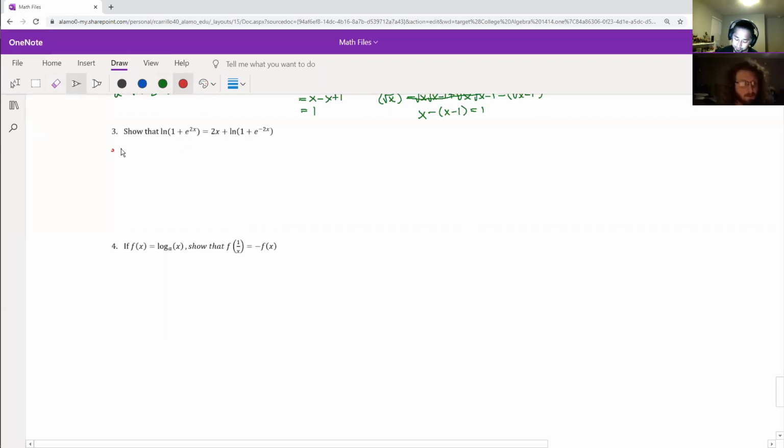All right. So we're starting with ln of 1 plus e to the 2x. So I've got to get this 2x outside. So what if I exponentiate it? Then I get e to the ln of 1 plus e to the 2x, but this is just 1 plus e to the 2x, which doesn't really help me. Factor.